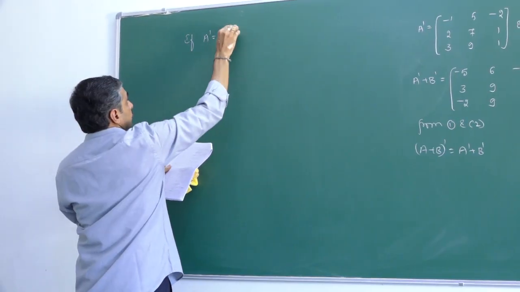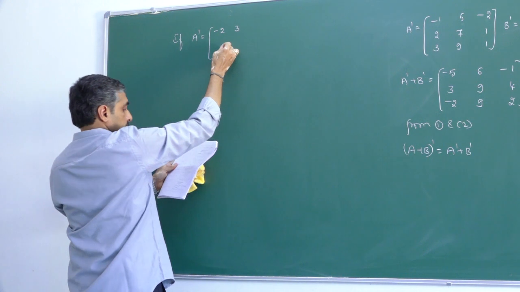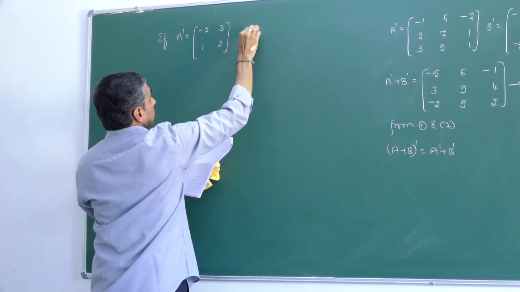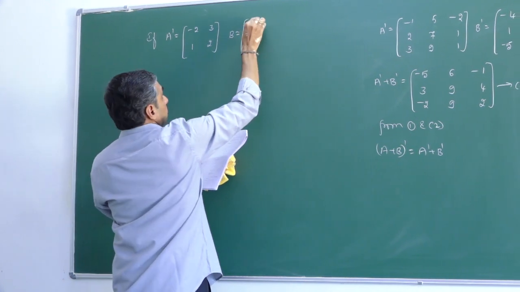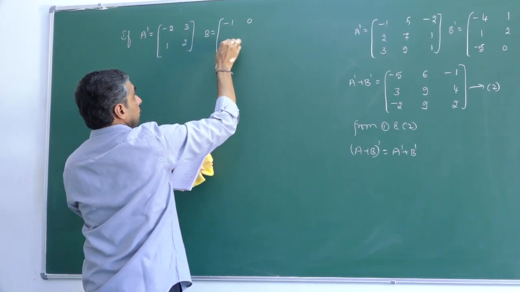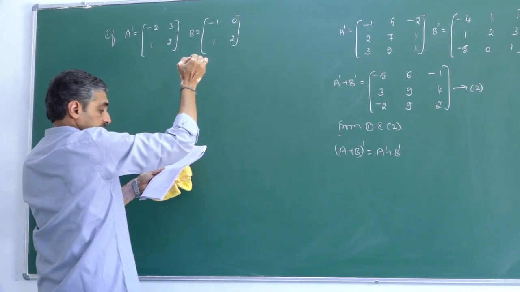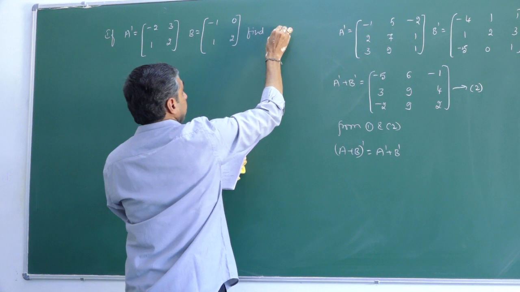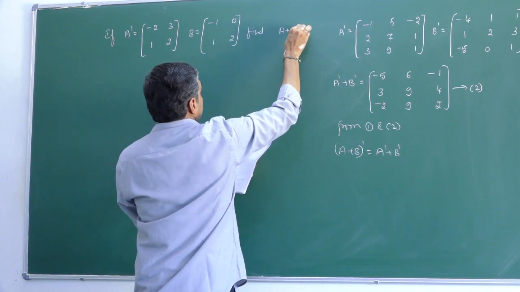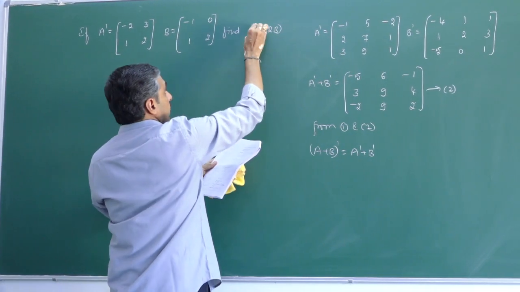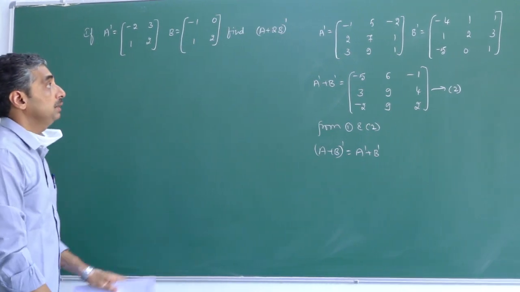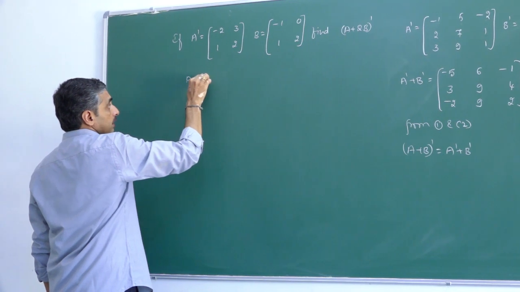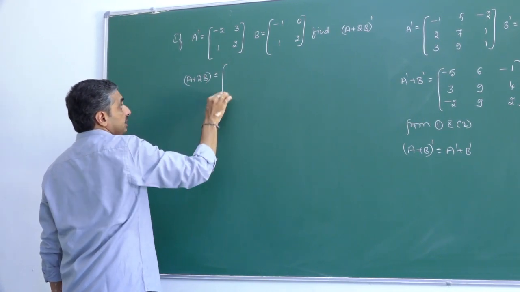A dash, minus 2, 3, 1, 2 and B equals minus 1, 0, 1, 2. Okay. Then what he says: find (A plus 2B) whole dash. (A plus 2B) whole dash. First of all, determine A plus 2B itself, at the initial stage.